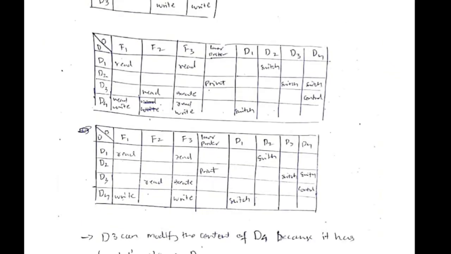The last one is the control keyword. If you have specified D3 and D4 and in the cell we have written control, that means D3 can modify the contents of D4.